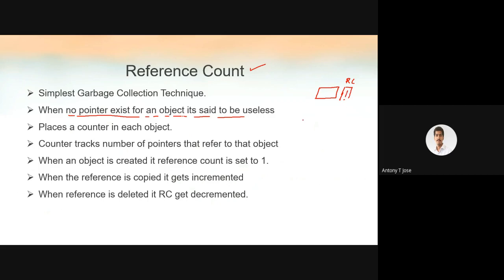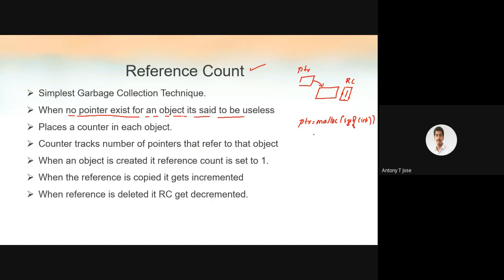If I am writing ptr = malloc(sizeof(int)), what happens? A memory is allotted, and ptr will be holding the address of this. So when an object is created, it already has a reference, and the reference count will be initialized as 1.